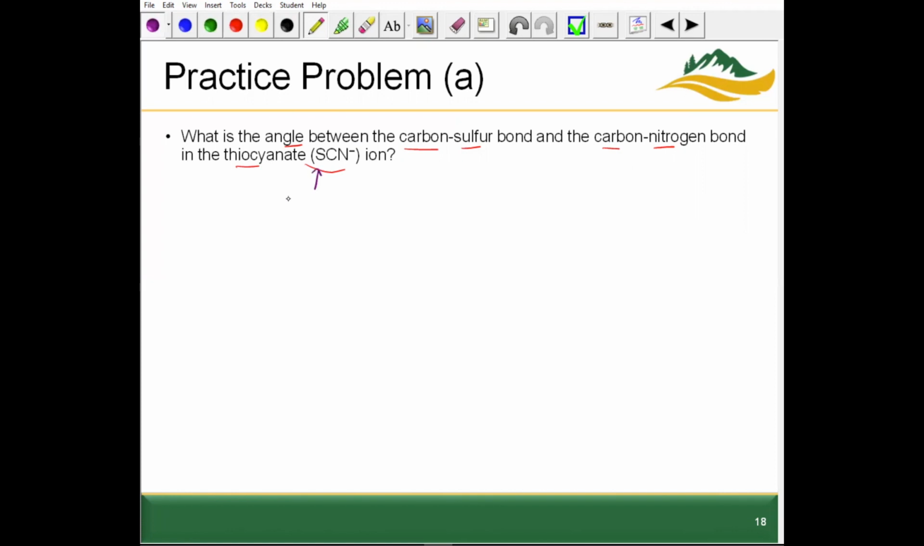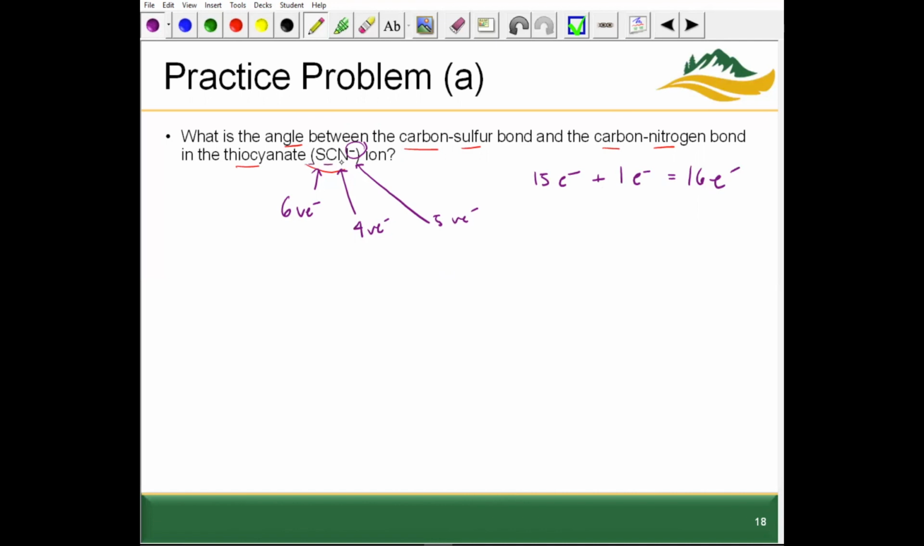Sulfur is in group 6. It has 6 valence electrons. Carbon has 4 valence electrons. Nitrogen has 5 valence electrons. This is 15 electrons, but we do importantly need to notice that we have an anion, so we're adding on 1 more electron here.